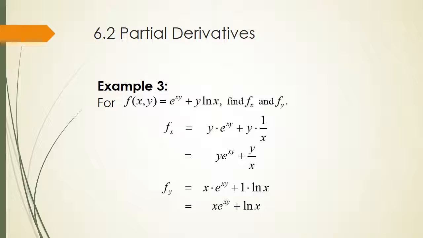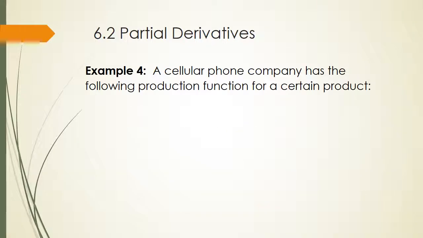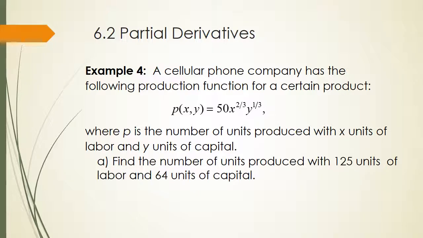All right, let's try an example. A cell phone company has the following production function for a certain product. P is the number of units produced, X is the units of labor, and Y is the units of capital. Find the number of units produced with 125 labor and 64 capital. For part A, all you're going to do is put in 125 for X and 64 for Y, put it in your calculator and get an answer. That's all you're going to do for A.